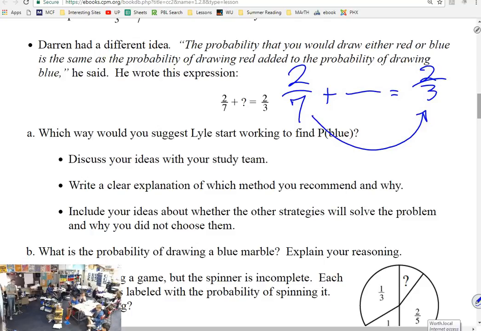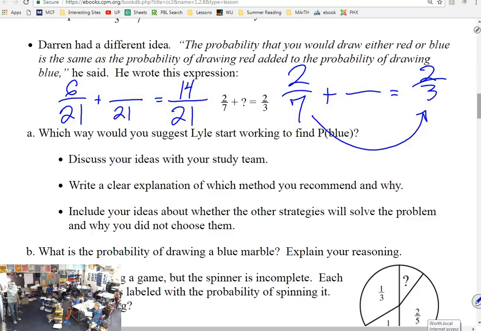And so if you were to find a common denominator like we did, and make the 2/7 something over 21. What did we multiply by? 3? So we made it 6/21, right, plus something, which would then equal the 14/21. So now, also using the other method, which was the subtraction, we can figure out, if we know the answer of red plus blue, then we just have to subtract 6 from 14 and get 8. So still this way, I'm going to get the same 8/21.